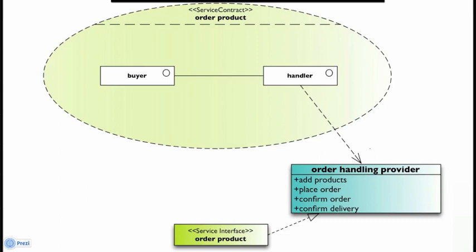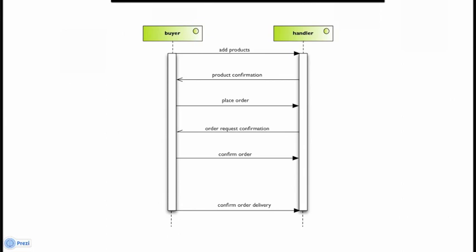So we're now in the process of detailing what this service interface should expose. The next step is to look at the interaction between the roles, buyer and handler, in order to see how the different tasks can be divided into different logical services, because we are still on a conceptual level. Here we see that the buyer adds products to the order and gets a confirmation back that those products are available. There's also placing of orders, confirmations, and the appropriate answers back from the handler. It is quite obvious that this might result in several services.